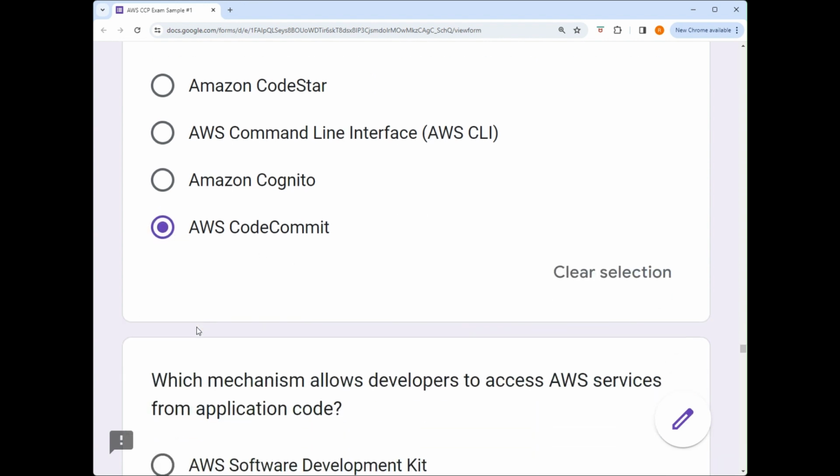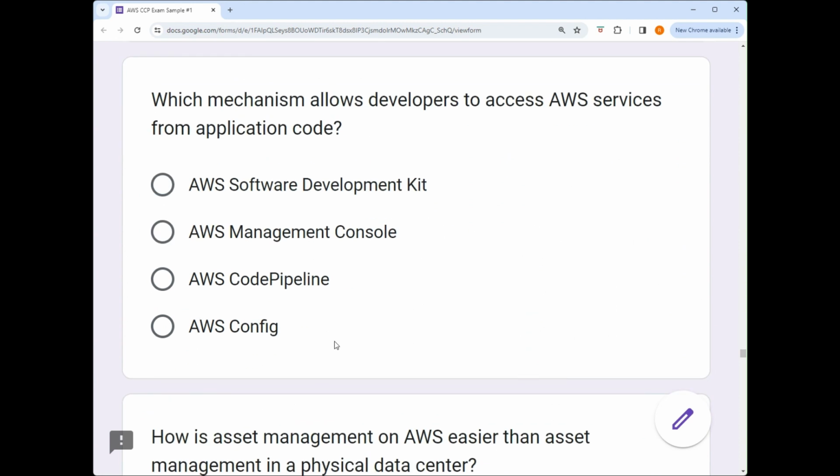Which mechanism allows developers to access AWS services from application code? AWS Software Development Kit. AWS Management Console. AWS CodePipeline. AWS Config. Correct answer: AWS Software Development Kit.